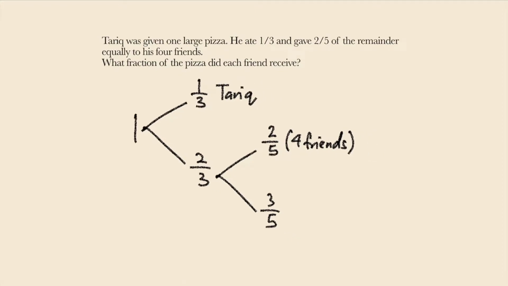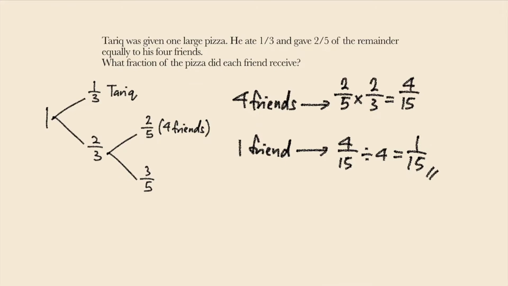So what's the fraction of the total given to the 4 friends? That's 2/5 times 2/3. That gives us 4 out of 15. Now, because 4 friends receive this and it's equal shares, then one friend would be 4 out of 15 divided by 4.